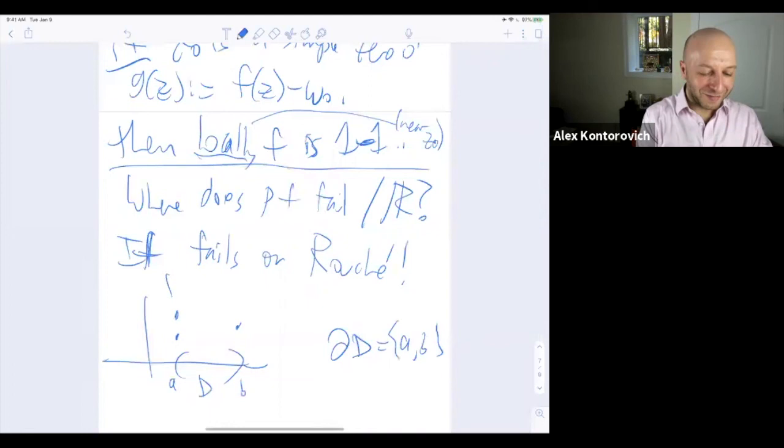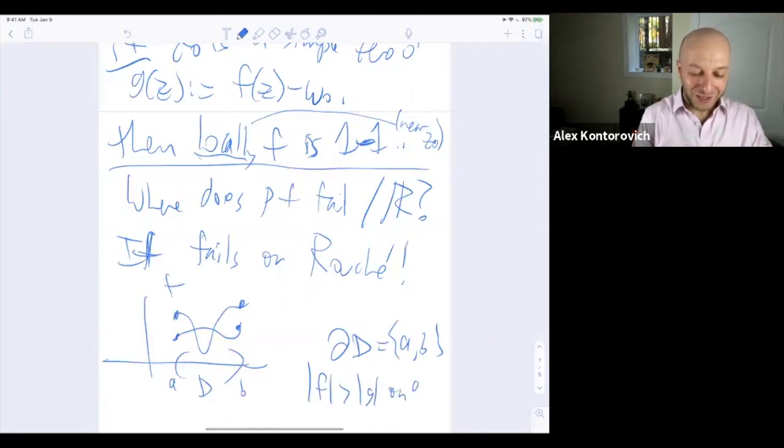And you can absolutely have a function f and a function G, and the absolute value of f is strictly greater than the absolute value of G on the boundary, meaning at these 2 points. And yet their values cross in between. So you might say, okay, let's circle back. Where does Rouche fail?